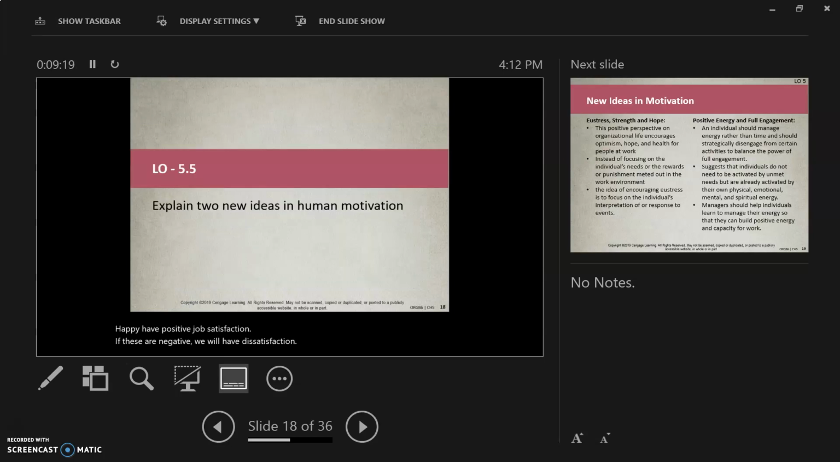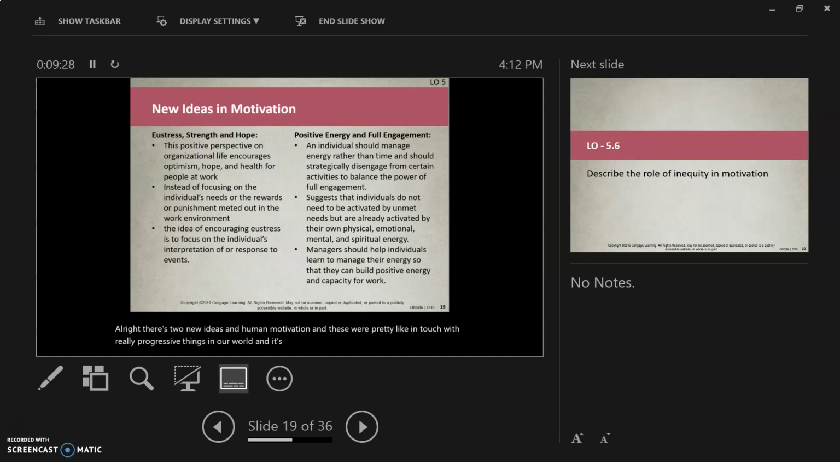All right, there's two new ideas in human motivation, and these are pretty in touch with really progressive things in our world. And it's really kind of about the holistic person. So eustress, strength, and hope. Eustress, from euphoria and stress, is the positive perspective that encourages optimism, hope, and health for people at work. And you see this in the workplace with well-being programs. And so instead of focusing on needs or rewards or punishment, we're encouraging people to focus on these other areas, and how they interpret and how they respond to various events, all right.